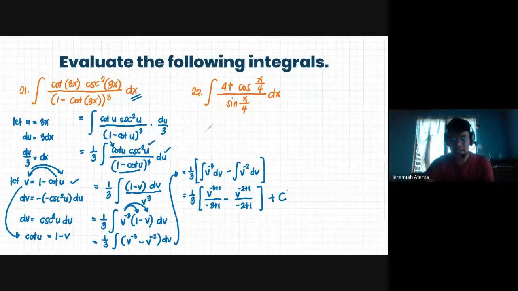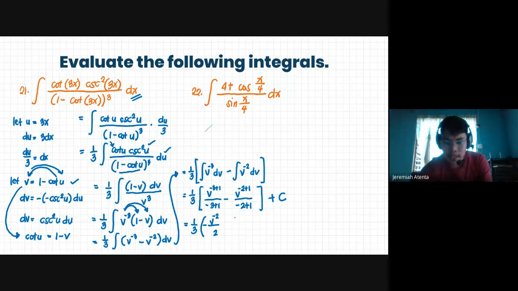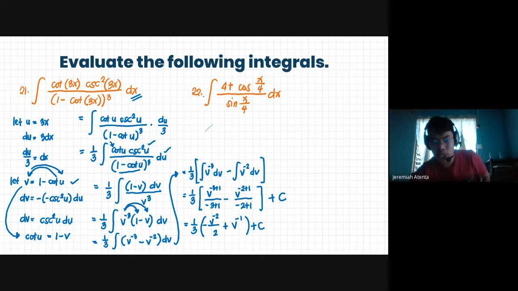Okay? Then after that, simplifying, this will become 1/3 times, this is v to the negative 2 over negative 2. So you have negative 2. This is negative over negative. This is negative 1. So it becomes plus, right? Plus v to the negative 1. Plus c. Then after that, you can now substitute what is our v. v is 1 minus cotangent u.